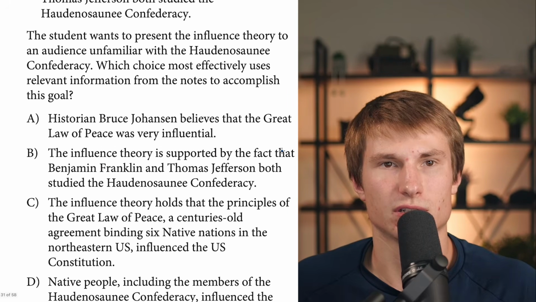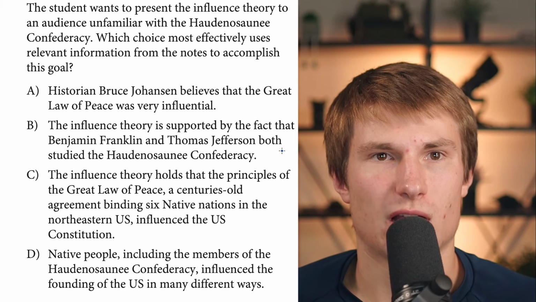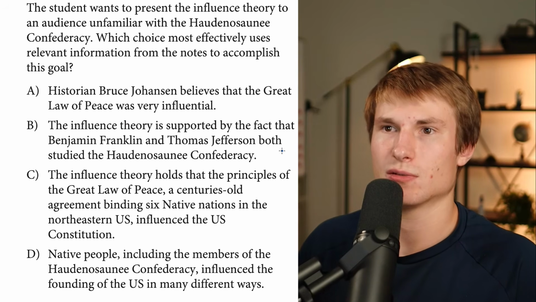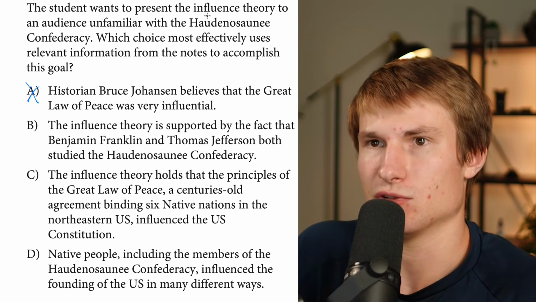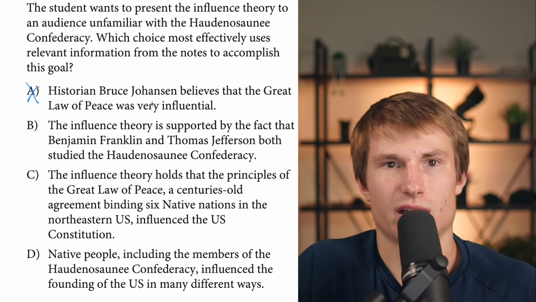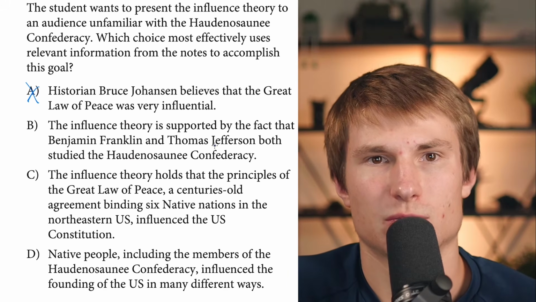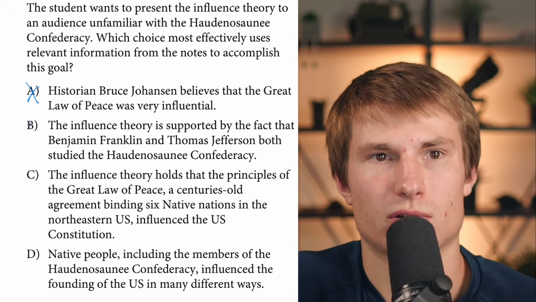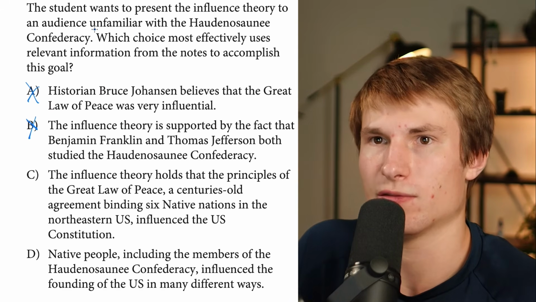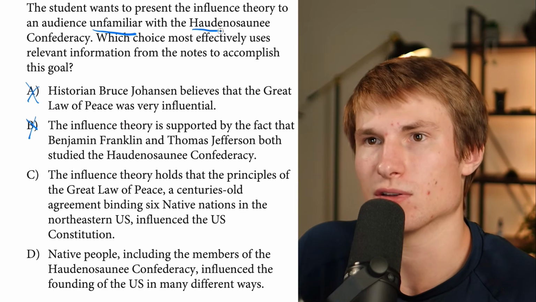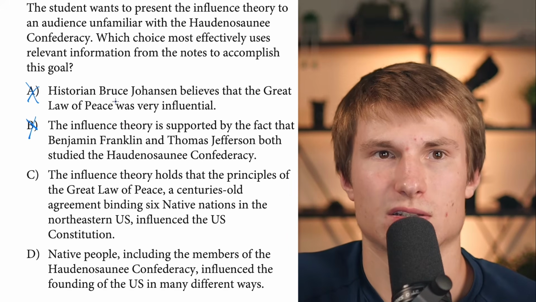Which choice most effectively does this? So we've got to present the influence theory to an audience unfamiliar with the Confederacy. We've got option A: Historian Bruce Johansen believes that the Great Law of Peace was very influential. That's ultimately not going to present the influence theory. That's just stating that someone believes it's influential. We've got B: The influence theory is supported by the fact that Benjamin Franklin and Thomas Jefferson both studied the Haudenosaunee Confederacy. That's not introducing the Haudenosaunee Confederacy. If we're introducing something to an audience unfamiliar with whoever or whatever, we want to explain who that is or what that is, at least in some capacity.